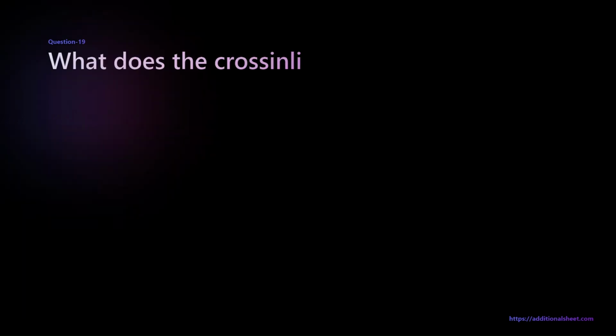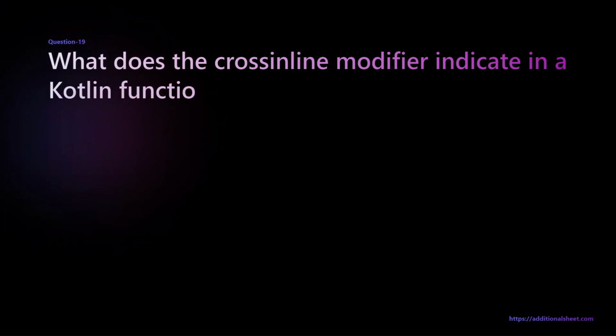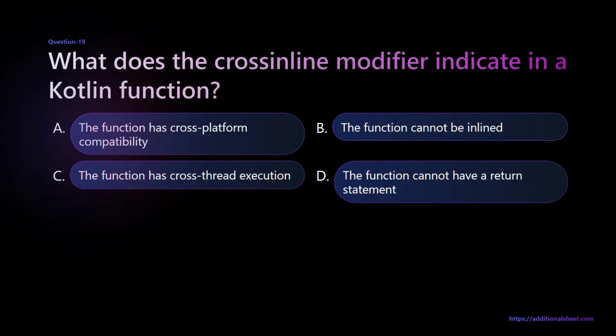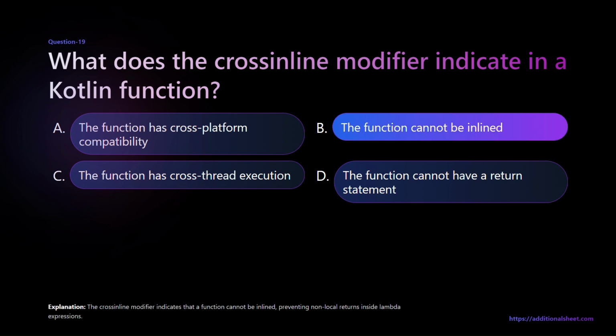What does the crossinline modifier indicate in a Kotlin function? Option A, the function has cross-platform compatibility. Option B, the function cannot be inlined. Option C, the function has cross-thread execution. Option D, the function cannot have a return statement. The correct answer is option B, the function cannot be inlined.